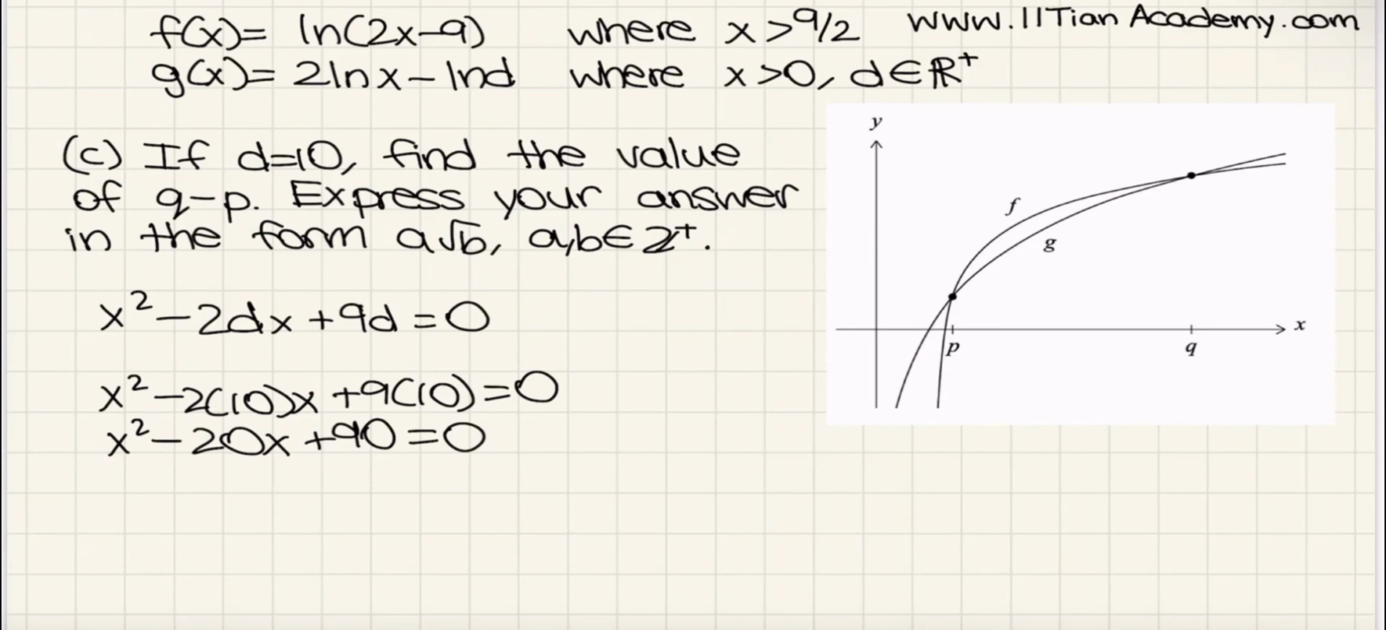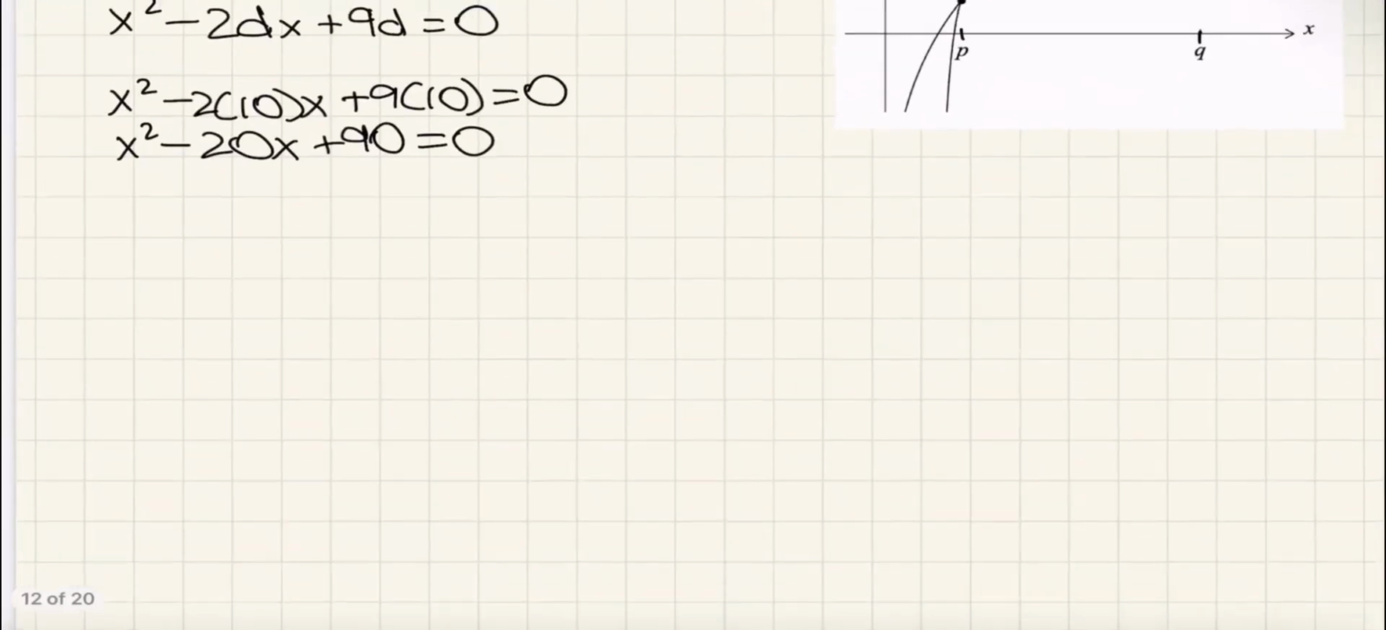So what we need to do next is use the quadratic equation to find the zeros. And keep in mind that the zeros of this equation are p and q. So that's going to go a long way to helping us find what q minus p is if we know what q and p are. So we're going to use the quadratic formula to do this.